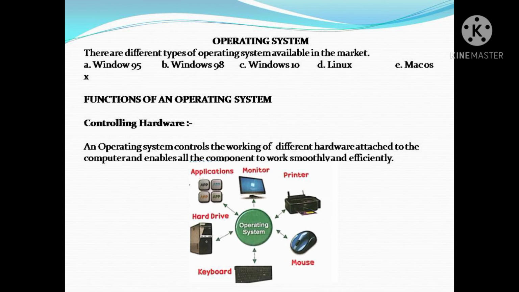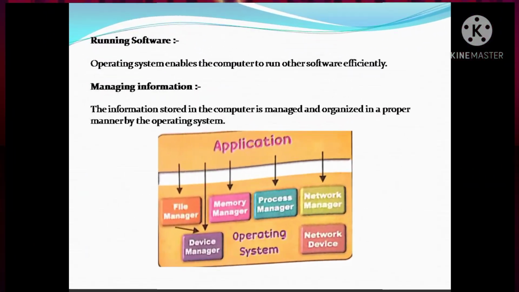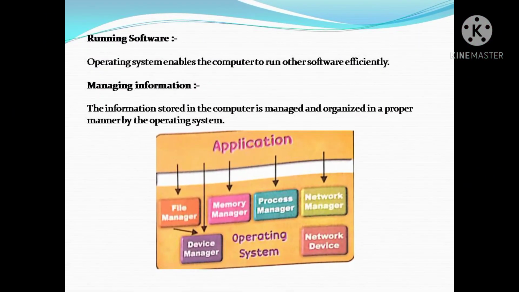That is an operating system. Who is controlling all these things? The operating system is controlling all these things, all the activities. Whatever task is going on is being controlled by the operating system. Okay, running software: the operating system enables the computer to run other software efficiently.